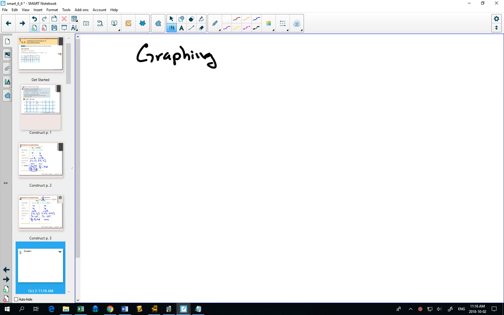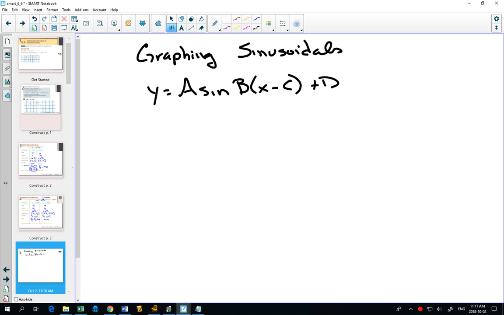We'll title this Graphing Sinusoidals, and what we're going to be looking at is both sine and cosine, which act the same way.